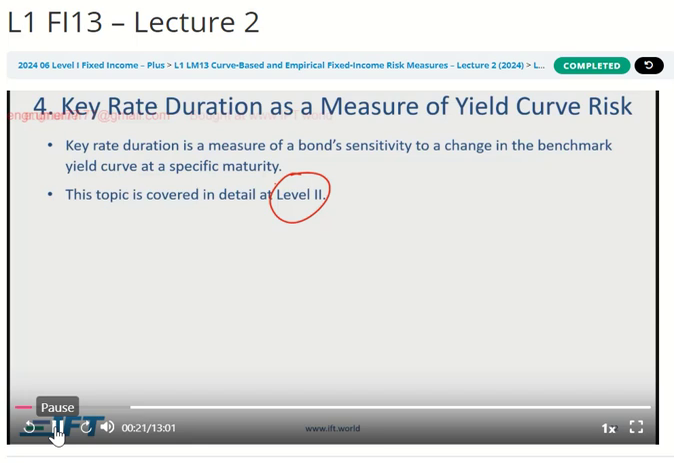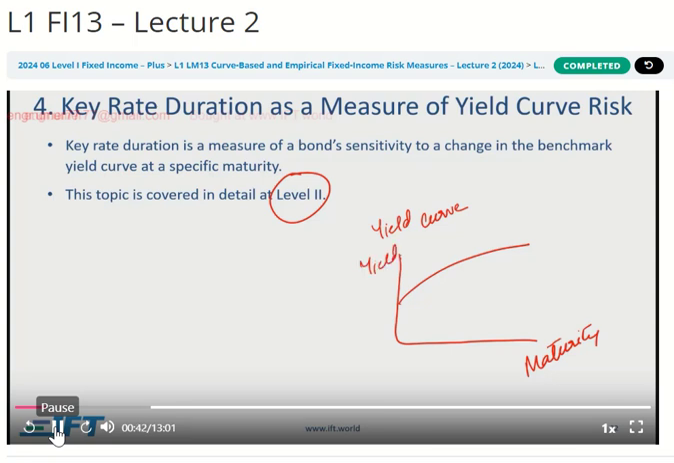Just try to understand a high level perspective here, that this is your yield curve, right? Which usually is upward sloping in normal times. And for different maturities, it shows you the yield. Now in normal times, it is upward sloping, which means that for higher maturities, investors require higher yields.